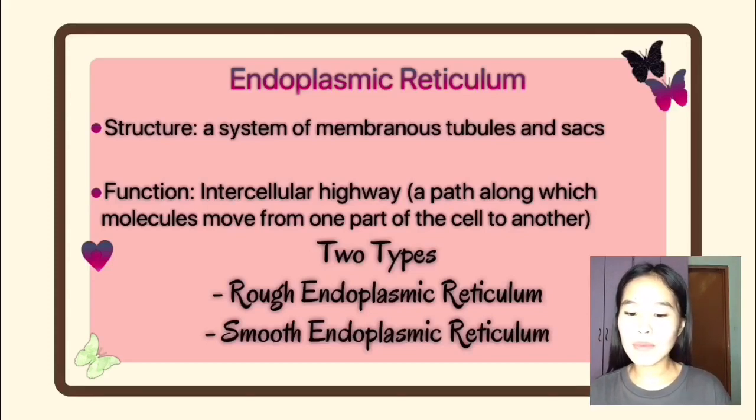Then there's the smooth endoplasmic reticulum, which doesn't have those ribosomes on it, and that smooth endoplasmic reticulum produces other substances needed by the cells. So the endoplasmic reticulum is an organelle that really oversees producing proteins and substances needed by the rest of the cells.